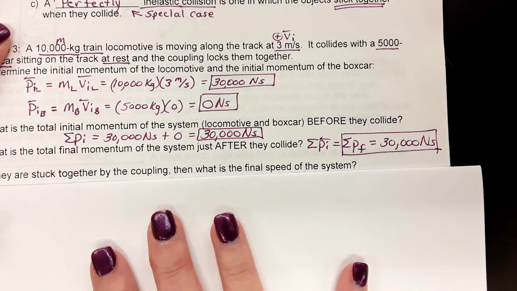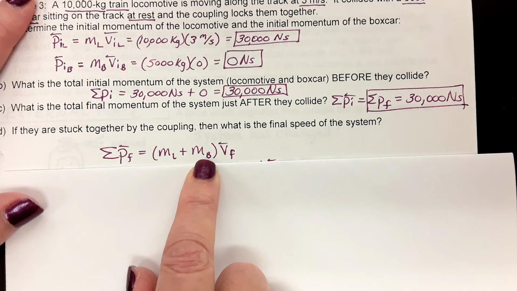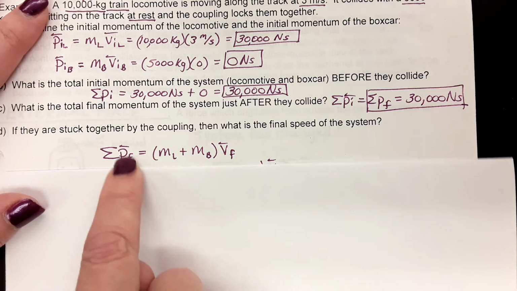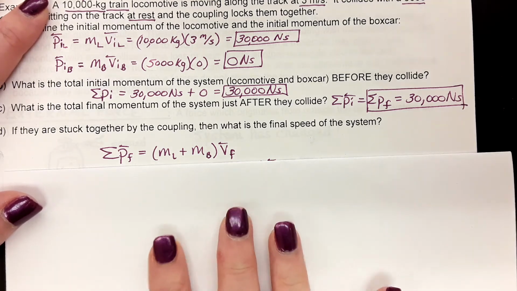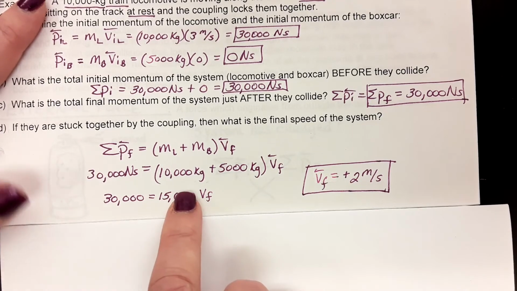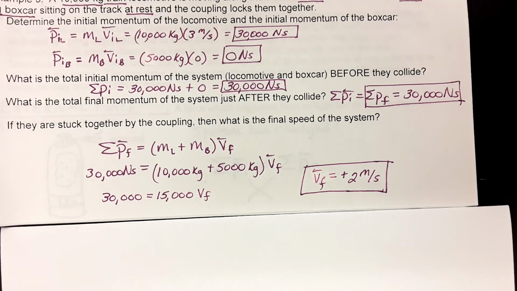Now, if they are stuck together by the coupling, then what is the final speed of the system? Well, the two are now stuck together as one mass at some final velocity. So, the sum or total momentum must equal the total mass times the final velocity of the two. So now, we can solve for that final velocity, take the 15,000, divide it to the other side, and we get 2 meters per second. So the locomotive and the boxcar will continue rolling down the track at 2 meters per second.